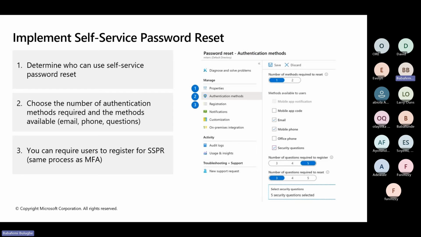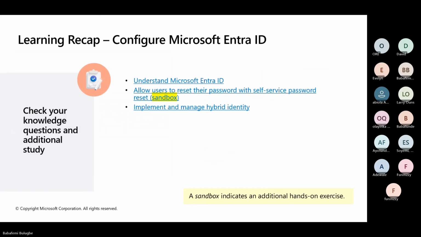Then I think the next one is maybe we can stop it from there. Okay, so let's just do a recap. So we talked about Entra ID, which is actually the platform where we manage our identity objects like users, groups, and applications. Then we talked about the self-service password reset. Then, okay, implement and manage identity.